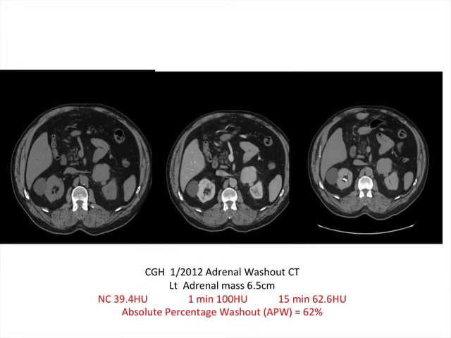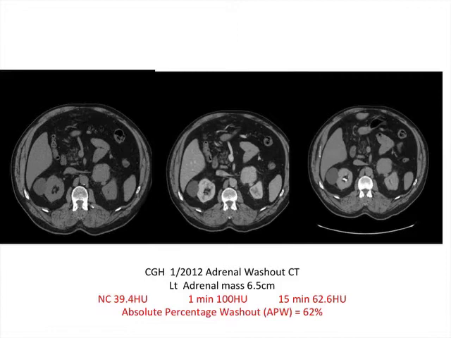The patient then went on to have, approximately a month later, a proper adrenal washout protocol CT study, also at Chilliwack. This consists of non-contrast imaging followed by imaging 1 minute after contrast and 15 minutes. You can appreciate here that the lesion on non-contrast is quite high in attenuation. It intensely enhances and it washes out substantially. And when we do the percentage washout calculation, it's 62%.